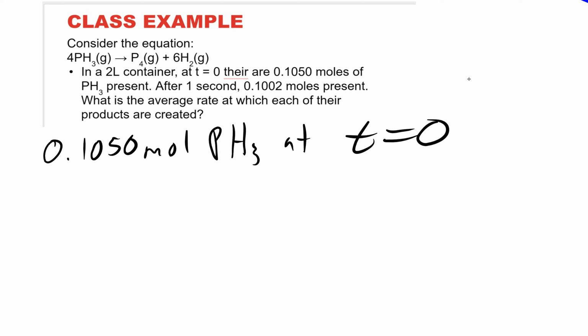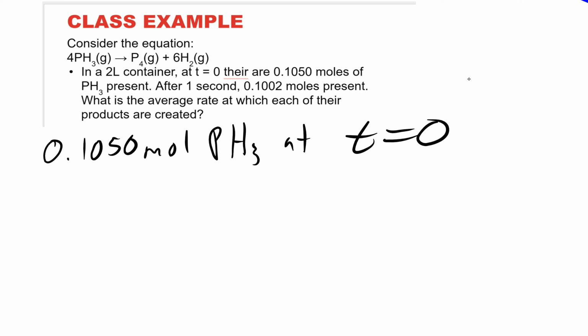After 1 second, 0.1002 moles are present. What is the average rate at which each of the products are created? Oh boy, this sounds tricky. At which each of the products are created.